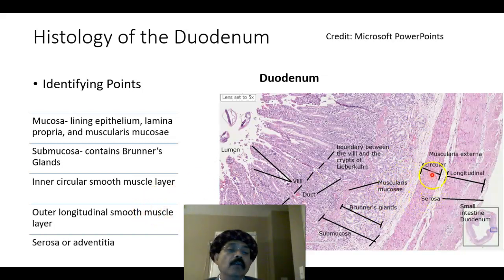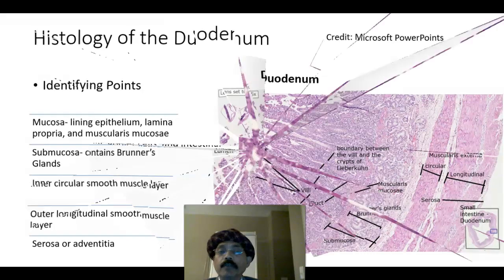Then we get the muscle layer, the inner circular muscle layer. Then we have connective tissue in between the muscle layers, and the outer longitudinal muscle layer. Then we may get a serous layer if the section of the duodenum is taken from the first part of the duodenum, or even the fourth part close to the duodenojejunal junction. Otherwise, the duodenum is mostly a retroperitoneal structure, so we will not get a serosal layer. We will get just connective tissue, which we may call adventitia. Okay, we have the identifying points.